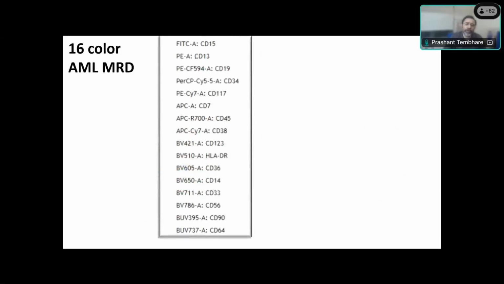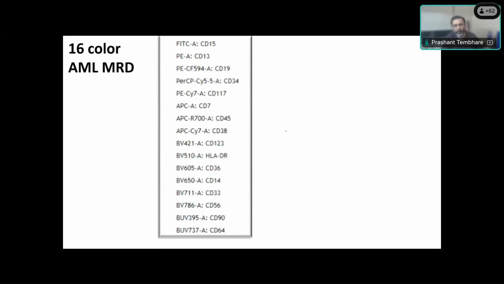For that, you can use a single tube which has 16 colors, or you can use 12 color multiple tubes or 10 color multiple tubes. If you are using 10 color, you have to use three tubes, meaning three different panels. If you are using 12 color, you have to use 2 tubes, and if you are using 16 color, then you can use a single tube.